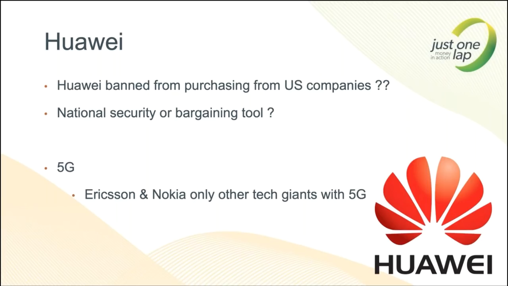But the problem here is that first Huawei gets banned because they're a security threat, and then Trump says, but we could perhaps make them part of the trade deal. And either you're a security threat or you're not. Which again, the biggest challenge here is lack of certainty. And that's the biggest threat, is the lack of certainty.